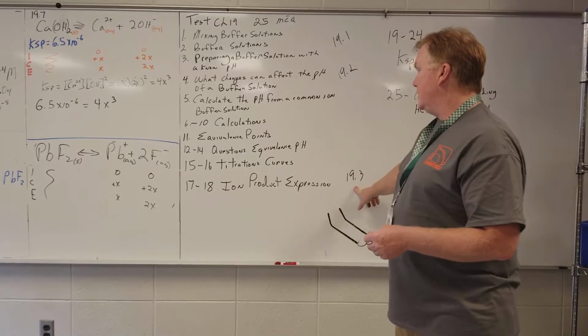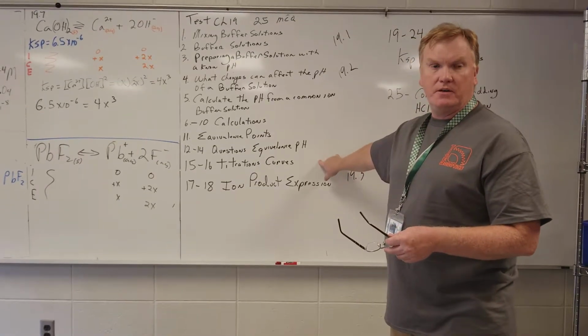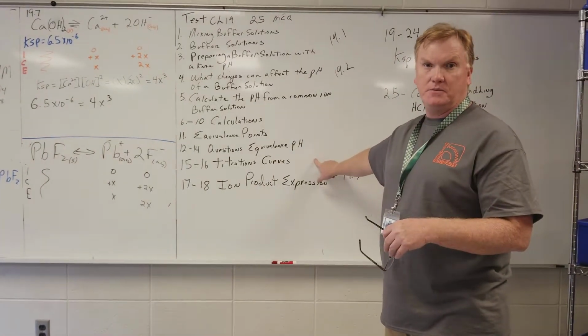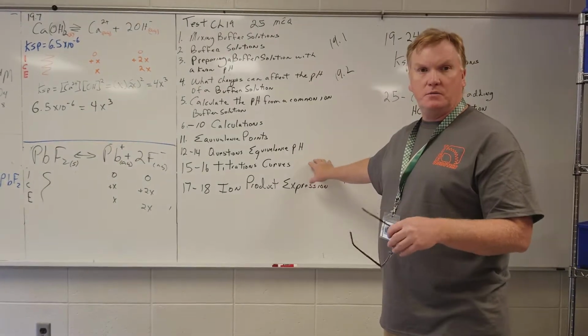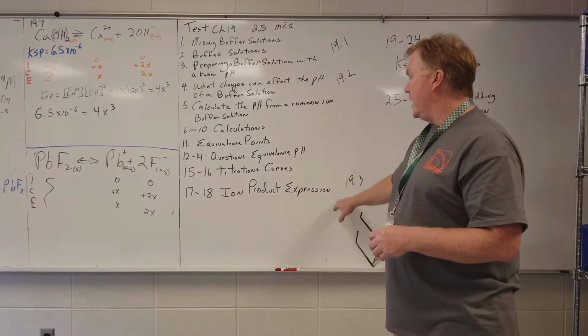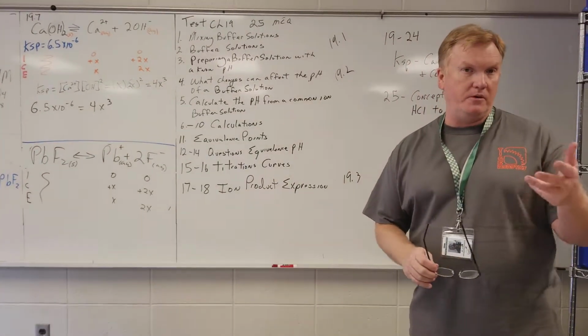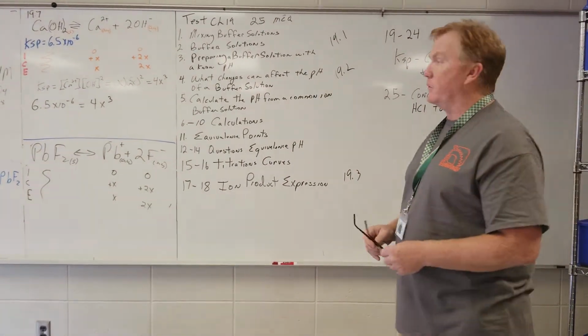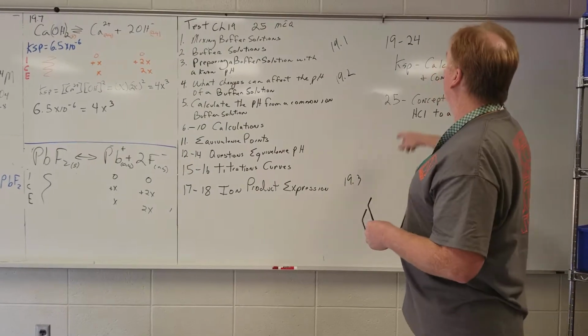And then we get into titration curves. You have 3 different types of titration curves. So I'm going to have questions with pictures of titration curves. 17 and 18 are ion product expressions. Just build the expression from 19.3. The first question in 19.3.